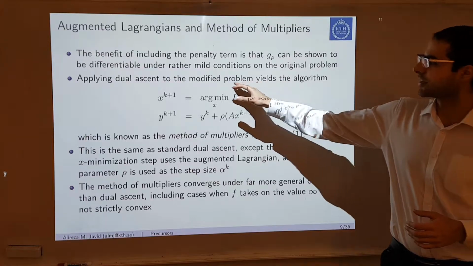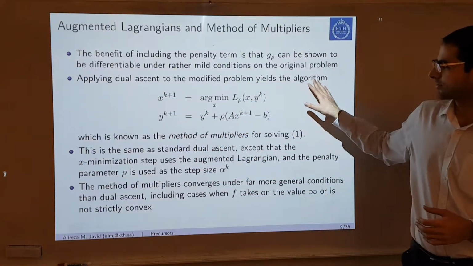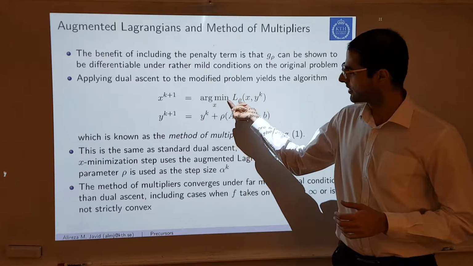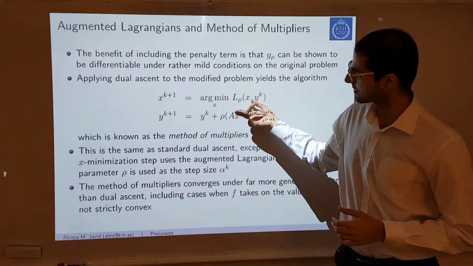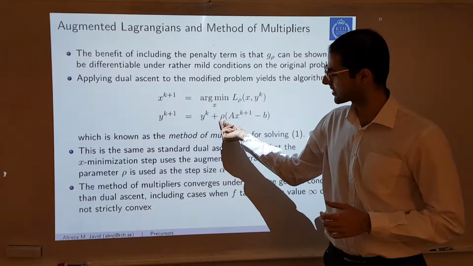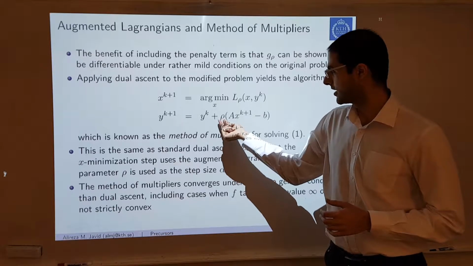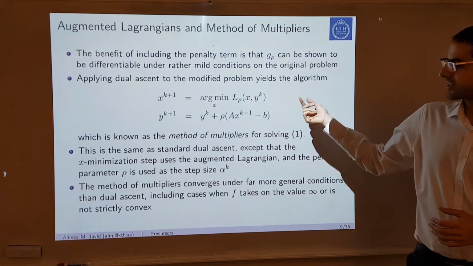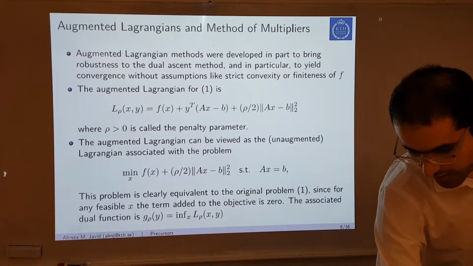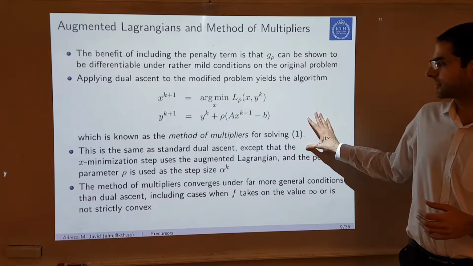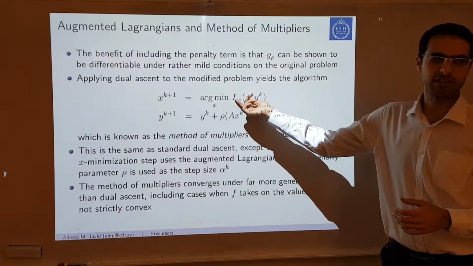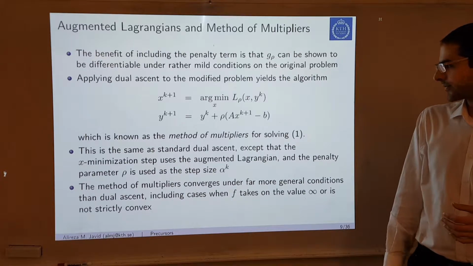If we apply the dual ascent method to the modified problem, we will see this. It is very similar to dual ascent in the sense that we have a minimization part and then a dual variable update. The difference is that the dual variable step size is rho, which is the penalty parameter, if you remember what we have here. So this is the only difference between the method of multipliers and dual ascent, though this Lagrangian is also modified because we have one more penalty term.